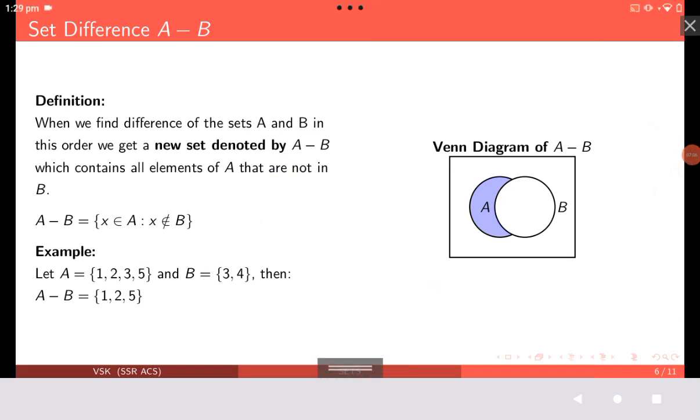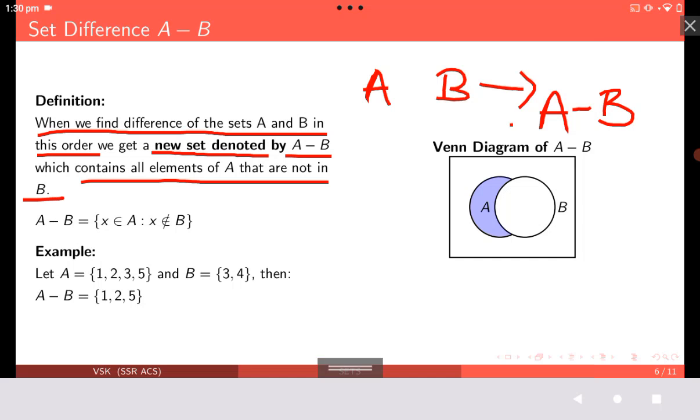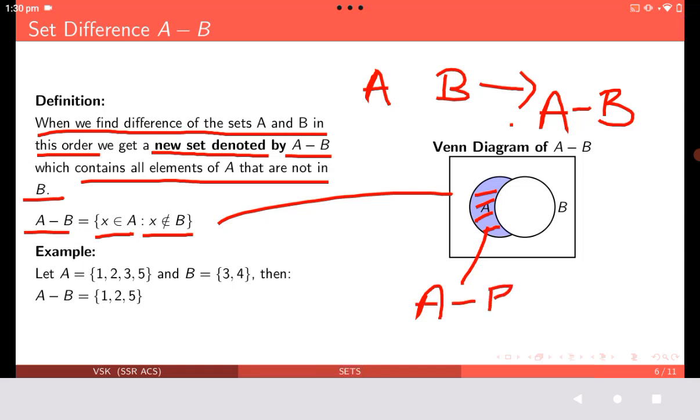Now let us talk about the set difference. What does it mean by set difference? When we find the difference of the sets A and B in this order, that is A first and B second, we get a new set which is denoted by A minus B. It contains all elements of A that are not in B. In notation, A minus B contains all x belonging to A which do not belong to B. In the Venn diagram, we can see these elements are in A but they are not in B. So this is A minus B.